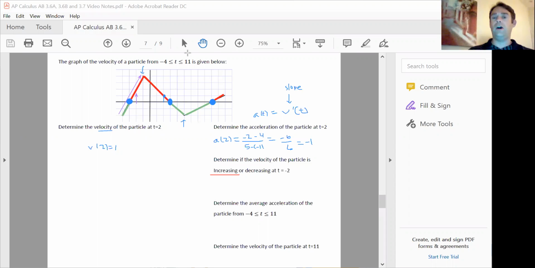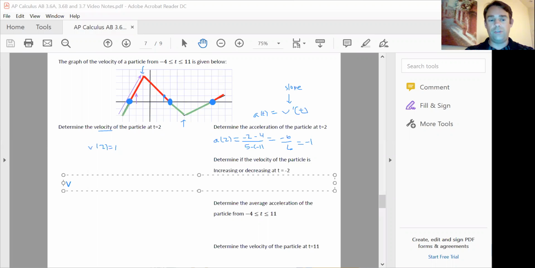Notice I didn't say speeding up, I said increasing. There is a difference. Increasing or decreasing is just acceleration. Speeding up or slowing down is a comparison between my velocity and my acceleration, and whether they have the same signs or not.